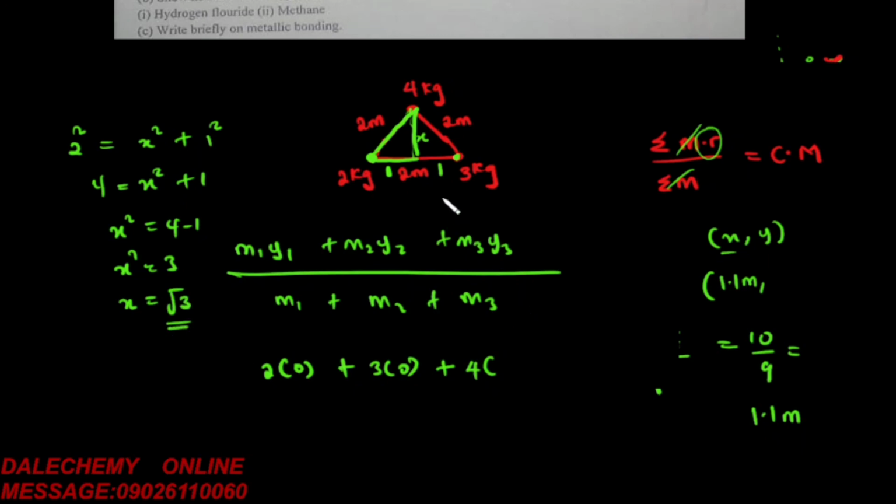So we put it there. Mind you, it is not on the x-axis, but we just represent the distance from the reference point to that particular position of mass 3 with x. So your answer will be the square root of 3, then all divided by the total mass, which is 2 plus 3 plus 4.